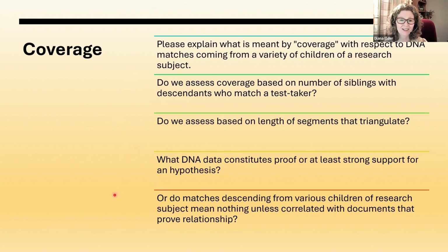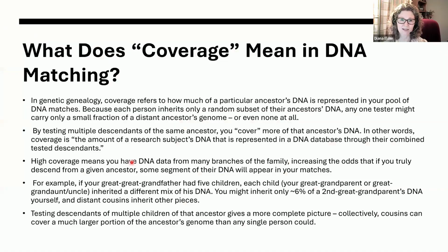Okay, these are all such good questions and something really valid. We've talked a little bit about this idea of triangulated segments. We've talked already a little bit about proof, but let's go through coverage and then see if we can just add a little bit more to this. So coverage in DNA testing refers to how much of a particular ancestor's DNA is represented in your pool of DNA matches. So we all know this. Each person inherits only a random subset of the ancestor's DNA, and any one tester might carry only a small fraction of the distant ancestor's genome, even none at all. And of course, this gets less and less as we go further back on the tree.